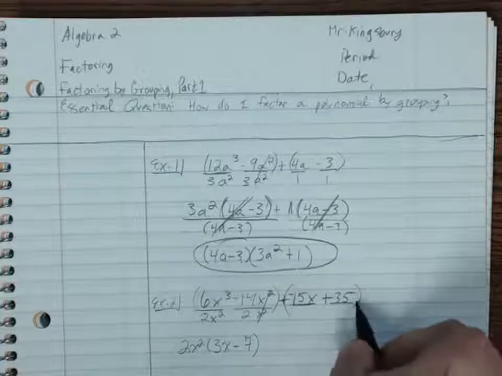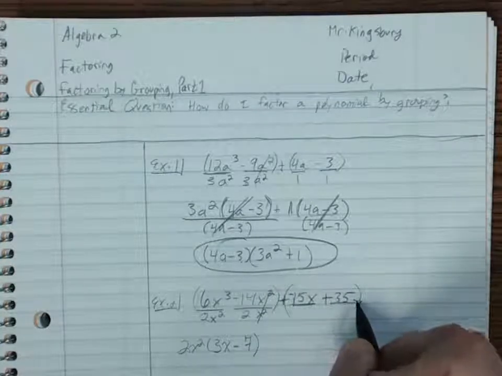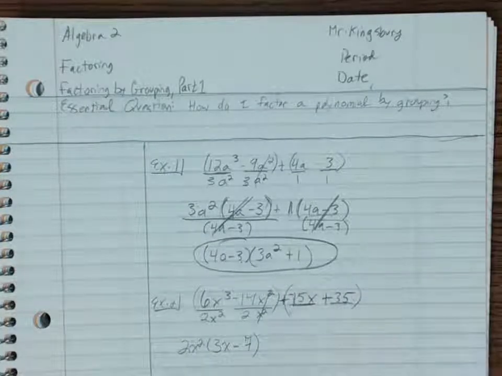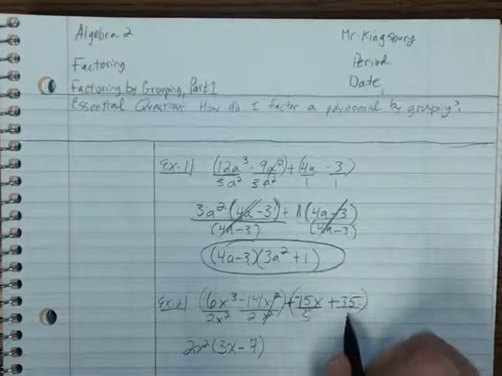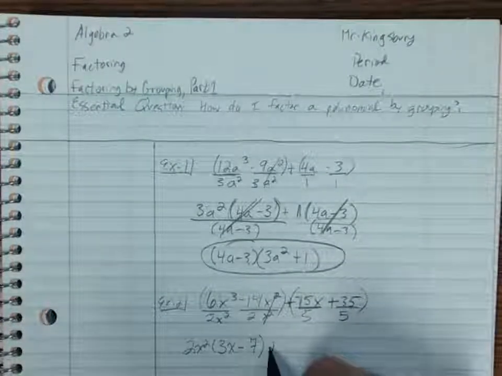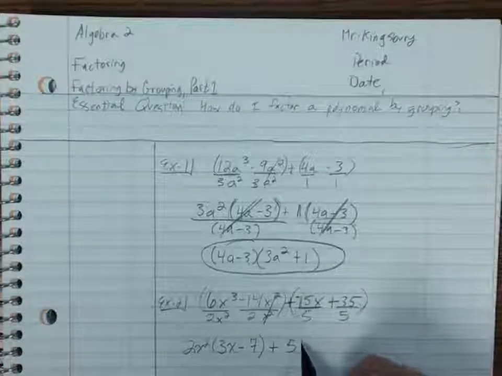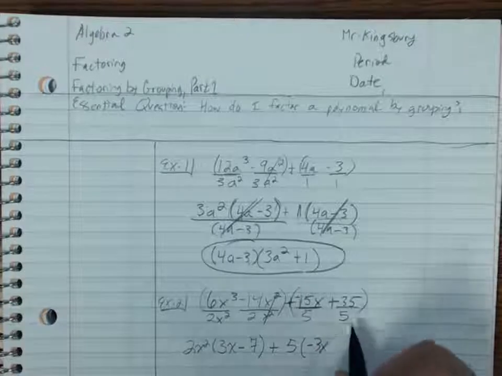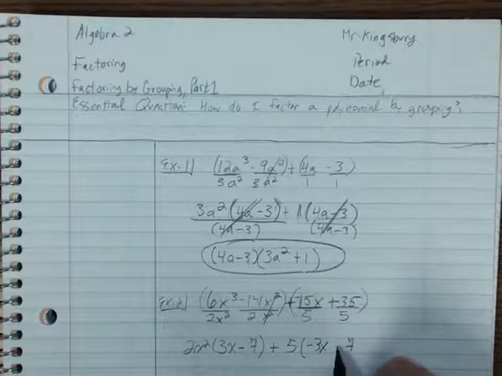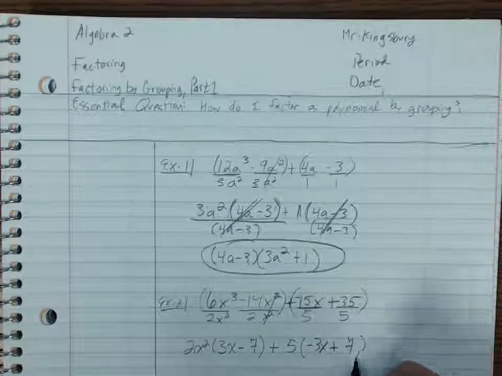And I certainly can't factor out an x. I don't have any x's in the second term here. I do believe, though, that they're both divisible by 5. So let's factor out a 5. I'm going to put plus, and I'm going to put 5. And negative 15 divided by 5 is negative 3x, and 35 divided by 5 is 7. So I have negative 3x plus 7.